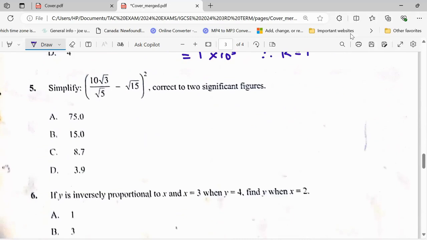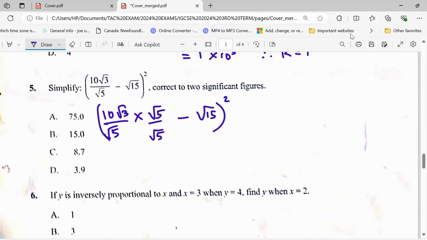Proceed to question number 5. We are asked to evaluate this or simplify, then correct our answer to two significant figures. So here, first, let us rationalize. This will give us times root 5 all over root 5. You rationalize this, then minus this is root 15, all within a bracket.